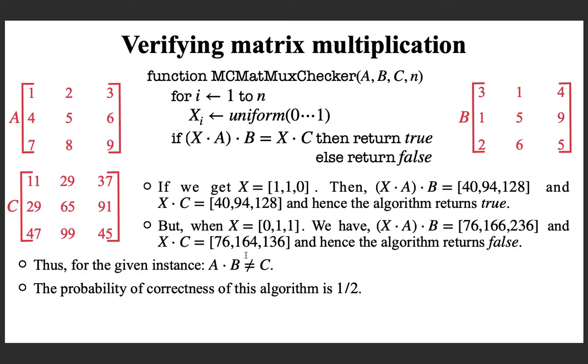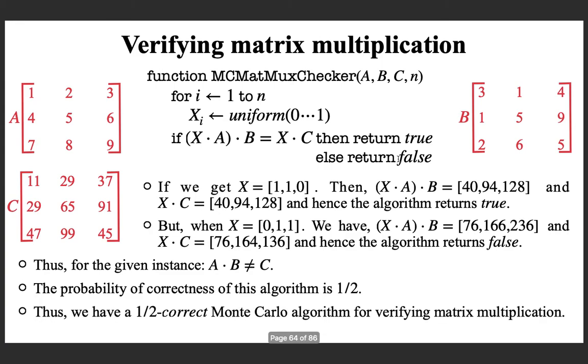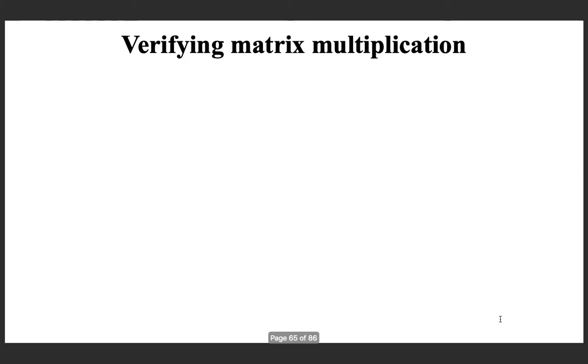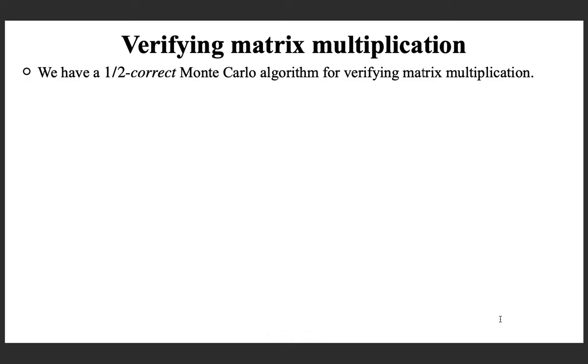Now you can see that the probability of correctness is 1/2 because it returns either true or false. If it returns false, the algorithm is correct. True, we don't know. There are two possibilities as outcome, true or false. False is always correct. We don't know about true. So you can say that it is half correct. The probability of correctness is half. And thus we have a half correct Monte Carlo algorithm for verifying matrix multiplication. This is what we have. It is only half correct.